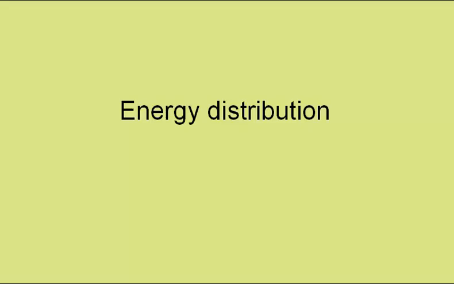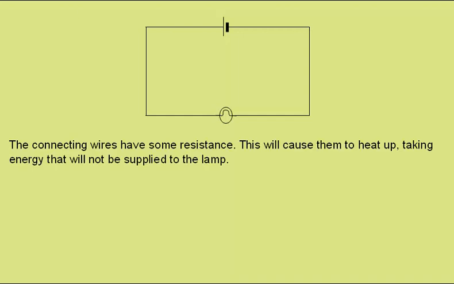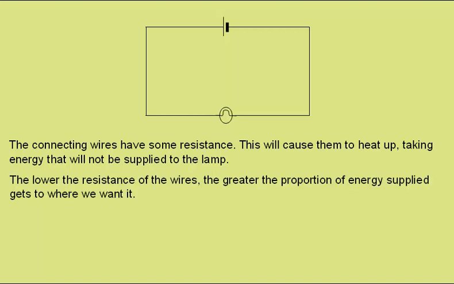Energy distribution. Here we have a simple circuit where a cell transfers energy to a lamp. In a circuit like this, that's normally all we really consider. But the connecting wires will also have some resistance. This will cause them to heat up, taking some of the energy that will not therefore be supplied to the lamp. The lower the resistance of the wires, the greater the proportion of energy supplied gets to where we want it, in this case the lamp.